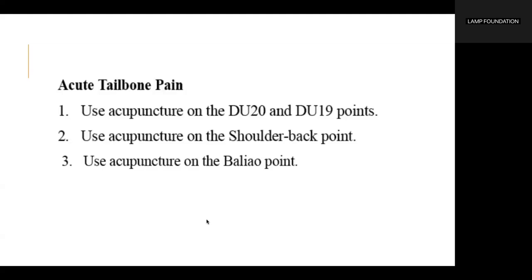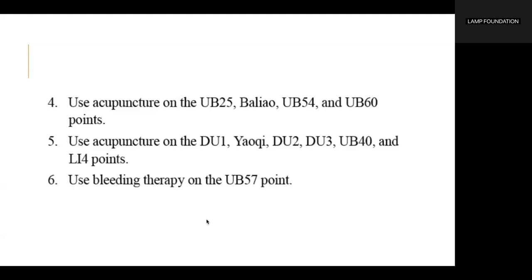Use Do 20 and Do 19, shoulder back point, and Palyao point. Use bladder 25, Palyao, bladder 54, and 60. Use Do 1, Yao Chi, Do 2, 3, bladder 40, and Li4. And use bleeding therapy on bladder 57.